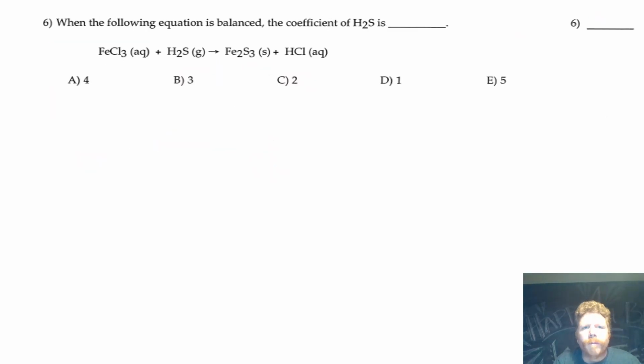All right, so question number 6 is when the following equation is balanced, the coefficient of H2S is blank. So essentially this is looking for, is there a number out in front of any of these substances? So FeCl3, which is iron 3 chloride, plus H2S, yields Fe2S3 iron sulfide plus HCl. Now what this is asking is specifically right here. What do we have? Question mark right there.